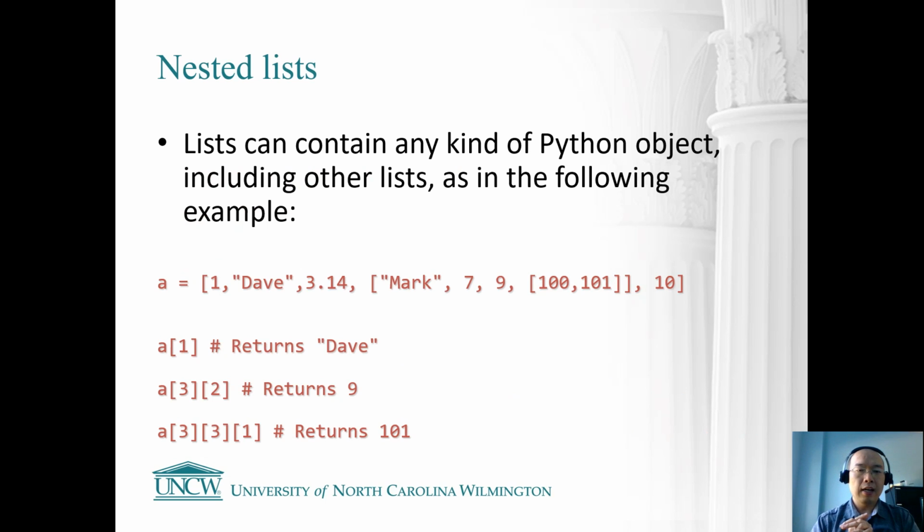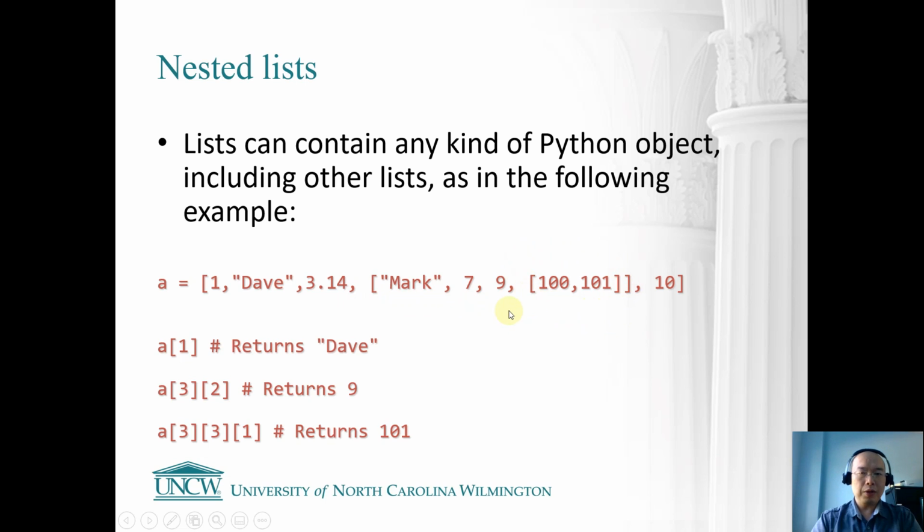Lists can contain any data type, and we can have some really weird lists, with lists inside another list and inside another list. For example, if we see this one, this is A, and then we have 1, Dave, 3.14, and a nested list, right? So this big part is a nested list, and then we have the 10. Inside this nested list we have an even smaller list, so a list inside a list inside a list: mark, 7, 9, and then a sublist of 100 and 101.